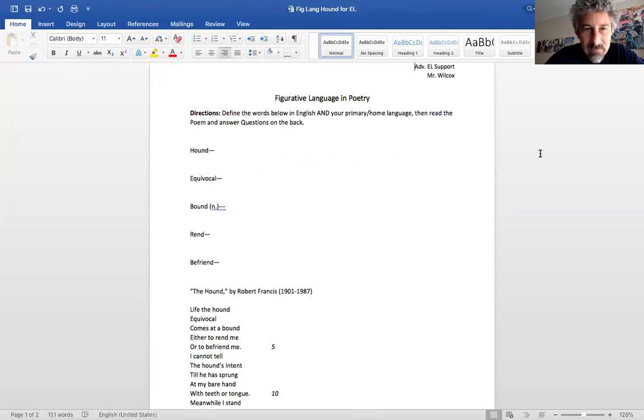Excuse me. So, figurative language and poetry. These are the words I want you to look up. This poem is called The Hound. All right. I'm going to have you define it, but here's the first vocab word, the hound. A hound is a large dog, often a hunting dog.